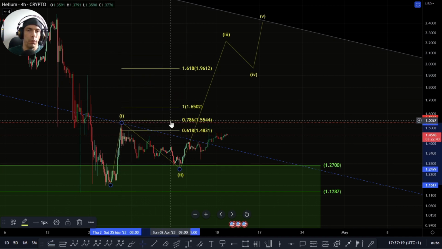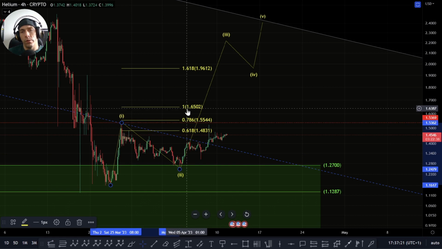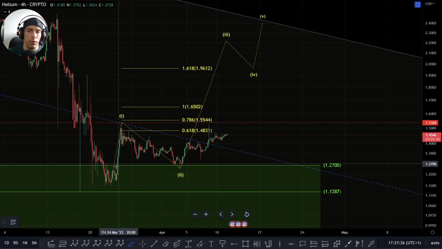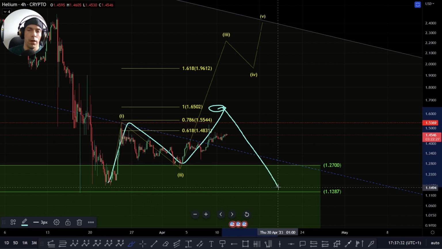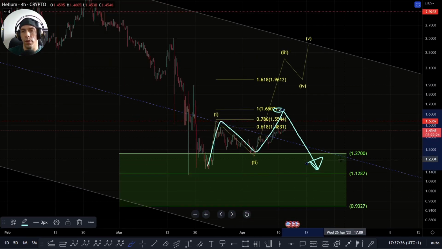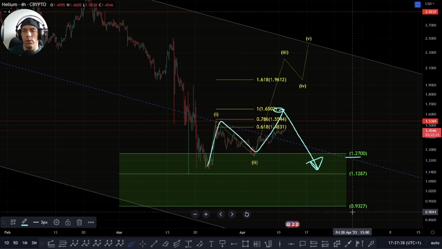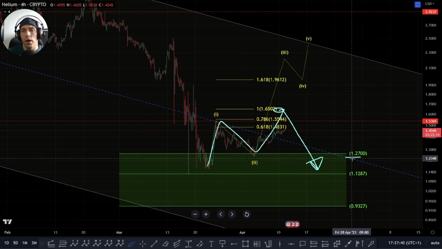I'm going to just throw this fib on here. So I'd be cautious of this 1-to-1 at this $1.65. If we just get a three-wave move here, A, B, C, which only comes up to this 1-to-1 area, potentially this could be setting us up for that further rejection of that fourth wave, and then we could actually look to come back down deeper into this 127 to this 93 cent range.